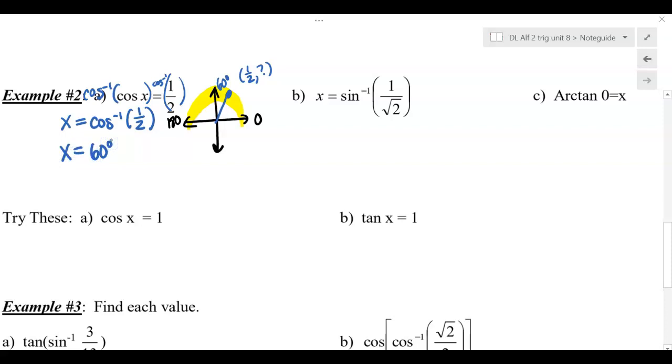I specifically have to use 60. I cannot use 300 degrees, even though it also has a cosine of 1/2, because of the restrictions we talked about earlier. We are specifically picking the angle between 0 and 180. So the only answer that's completely valid here is 60 degrees if you're using degrees, or pi/3 if you choose to write that in radians.